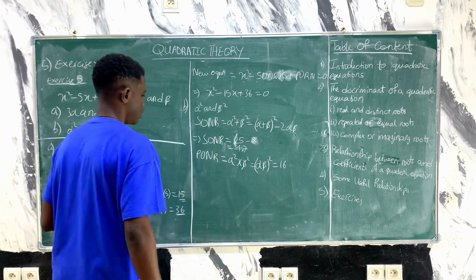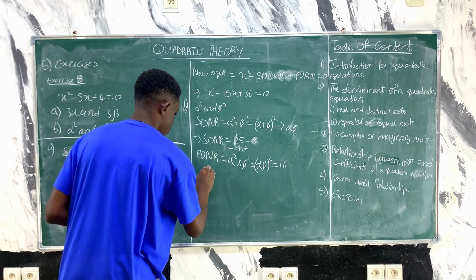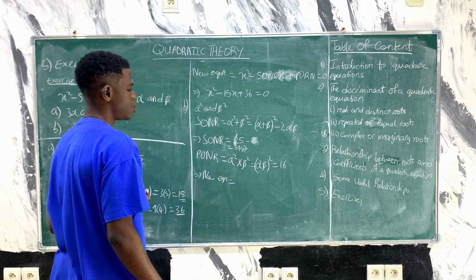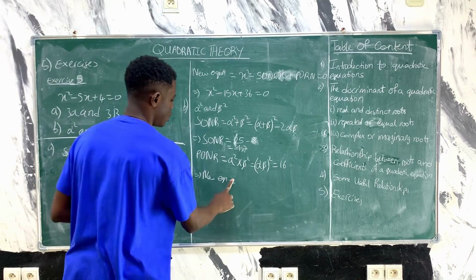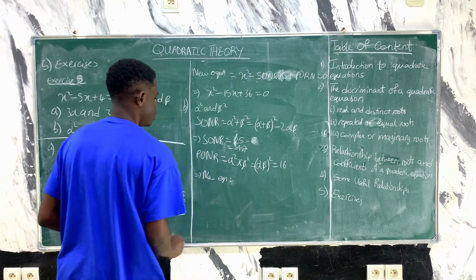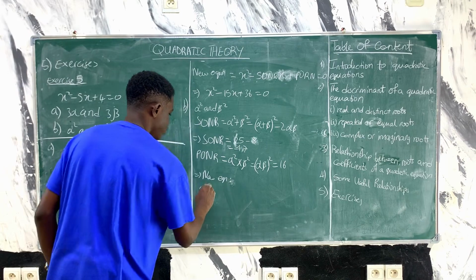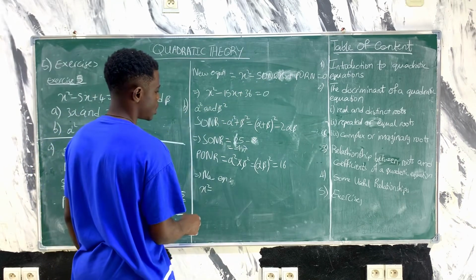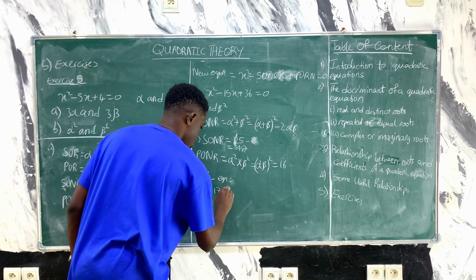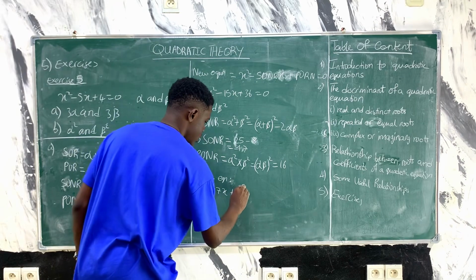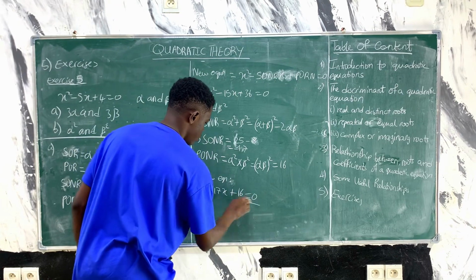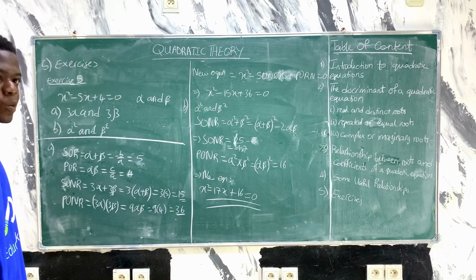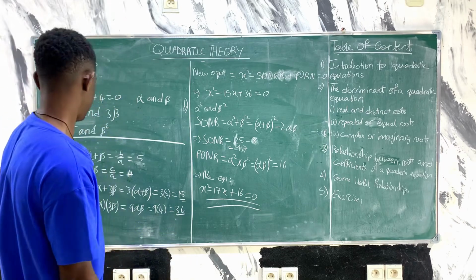The new equation is going to be x squared minus the sum of new roots times x. Our sum of new roots is 17. x plus the product of new roots, 16, equal to 0. Yeah. So this is A.